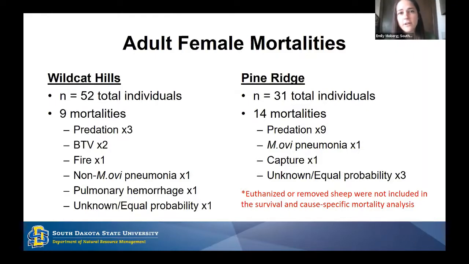So our adult female mortalities, in all, we had 52 individuals that we monitored in the Wildcat Hills. There were 9 mortalities, and we just kind of break down the different causes of mortality there. And then in the Pine Ridge, we had 31 individuals with 14 mortalities in the end. Predation was pretty high in the Pine Ridge. And I just did want to stress that our survival and cause-specific mortality analysis does not include any euthanized or removed sheep.